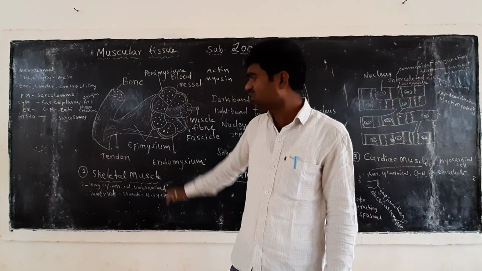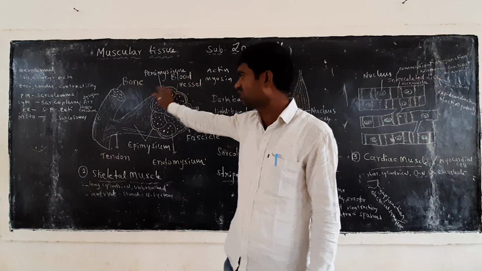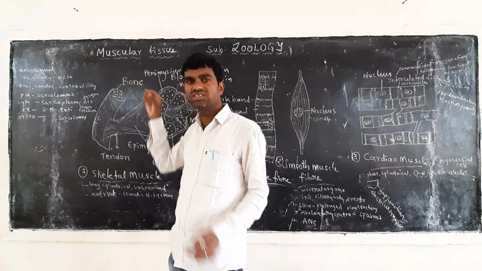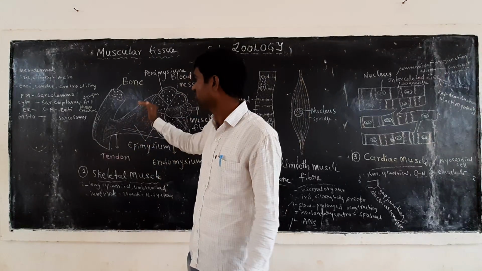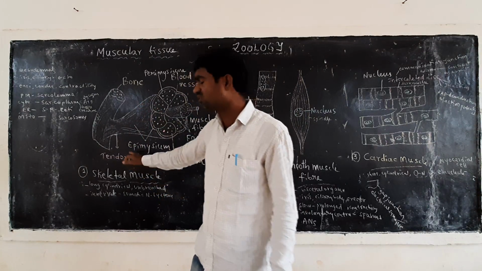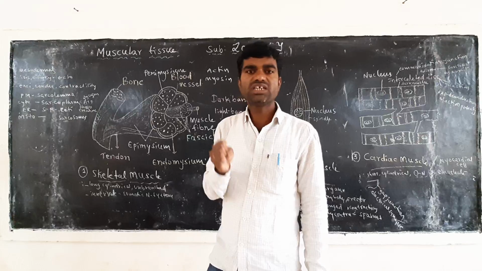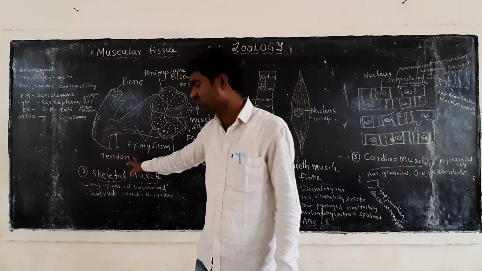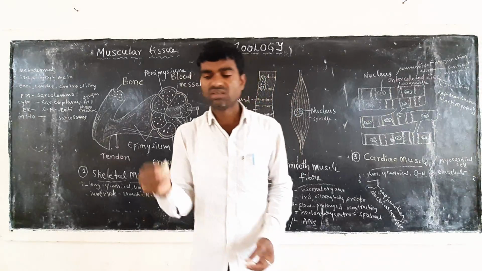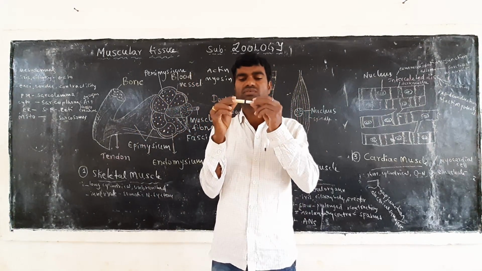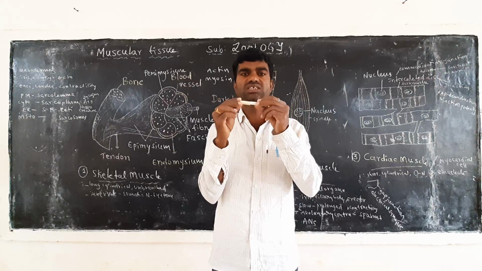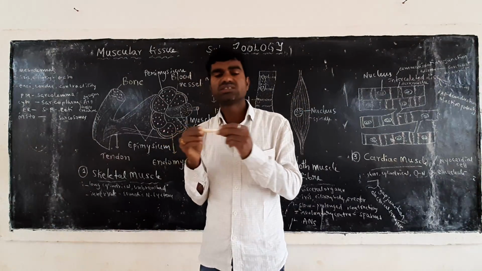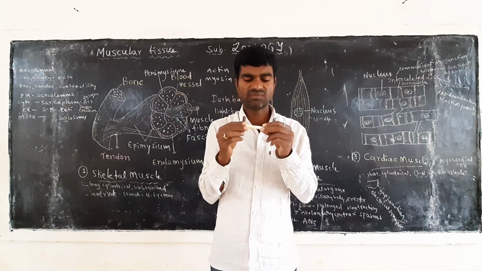Now coming to the first muscle, skeletal muscle. This is the skeletal muscle. Where it attaches to bone, the small tissue layers are called tendons. The connecting link between bone tissue and muscle tissue is called a tendon, whereas the connecting link between one bone and another bone is called a ligament. Tendons and ligaments both are very important.